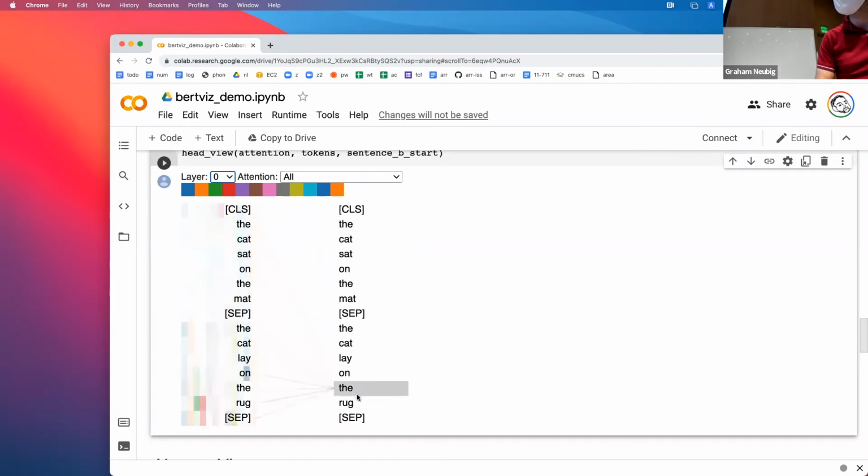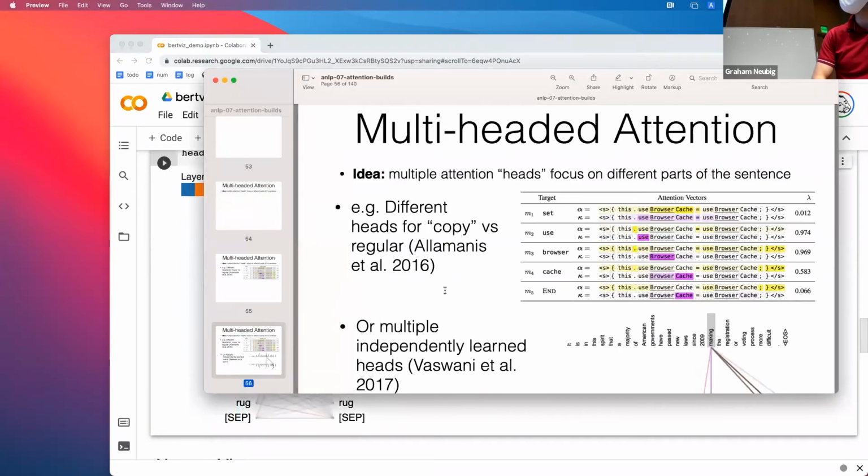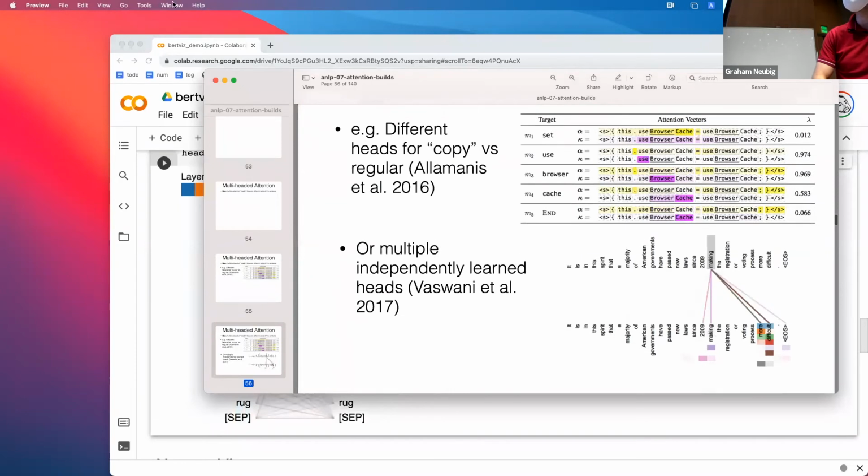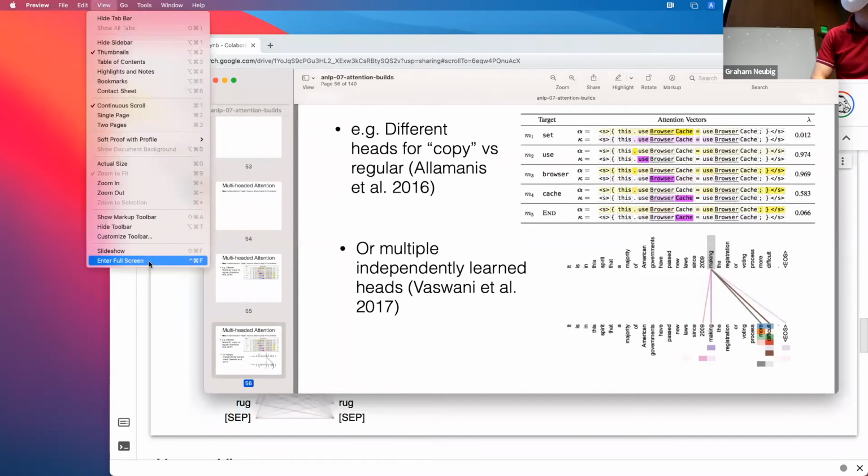And then you have other attention heads that are doing more interesting things. For example, here, rug, you can see the yellow attention head is focusing on lay. So it's focusing on the verb, for example. So that's the kind of power of multi-head attention. It allows the model to not just learn a single thing, like you should be focusing on an individual input, but also focus on different types of phenomena depending on the type of head you're using.